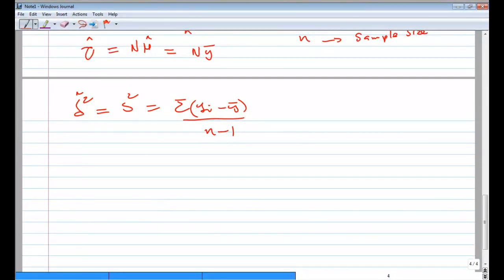Then, if you want to find the variance of the estimated mean, just write it down so that you can see: variance of the estimated population mean.